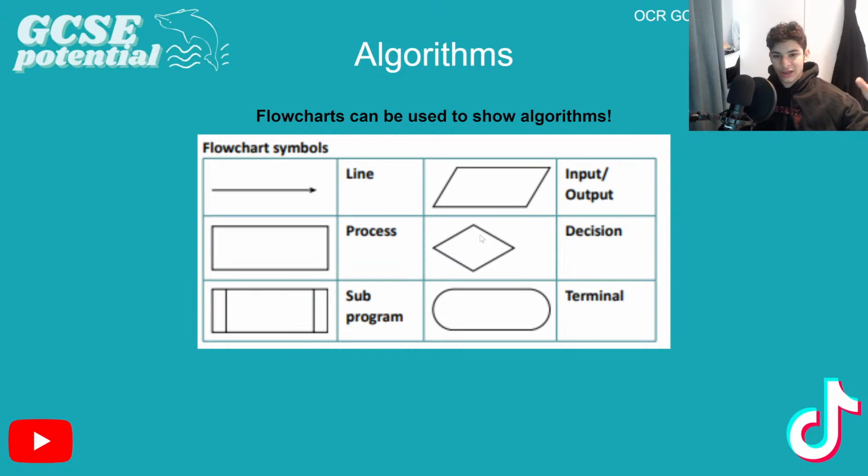So if number is equal to 5, then do this or do this. Subprogram, this is functions and procedures where you input data and then something happens to that data and it's outputted. And finally, there's terminal. So that's what you use to start and end the program.